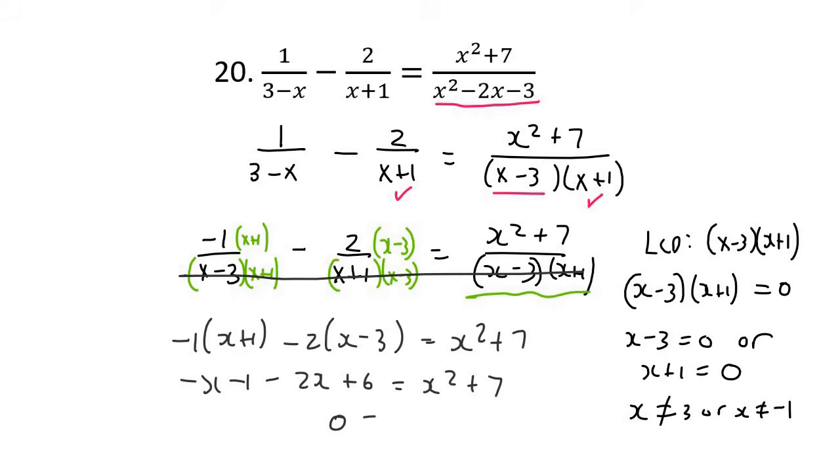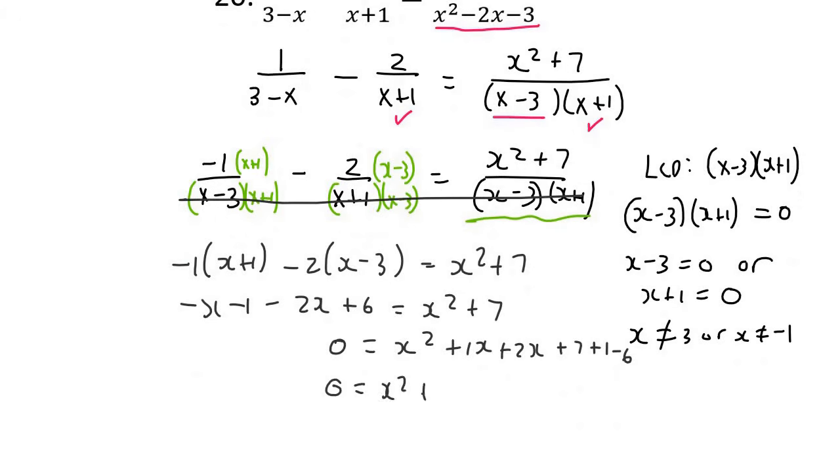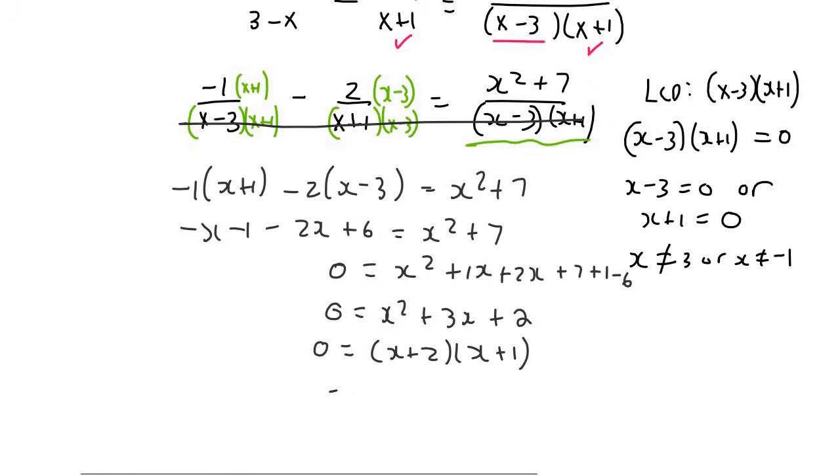I'm going to take all these things to the right hand side. So we get x squared plus 1x plus 2x plus 7 plus 1 minus 6. And so we're going to end up with x squared plus 3x plus 2. That can easily be factorized as x plus 2 and x plus 1. And so we'll find that x must be equal to negative 2 or x must be equal to negative 1.